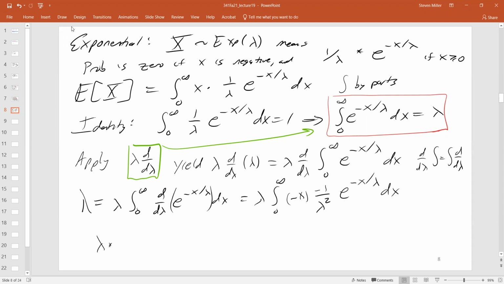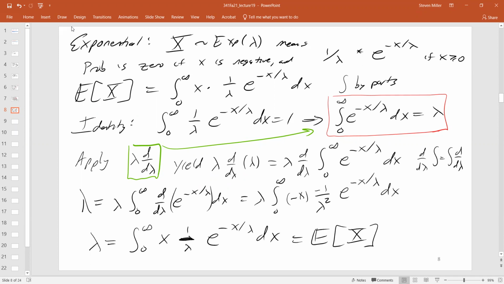Well, actually, there's no need to bring it over to the other side because I've got a 1 over lambda squared, but I have a lambda outside over here. Lambda divided by lambda squared is 1 over lambda, which is exactly the density we need. So we get lambda equals the integral from 0 to infinity of x times 1 over lambda e to the negative x over lambda dx, which is the expected value. So we were able to calculate the expected value without any trouble.